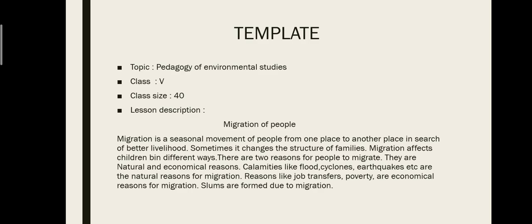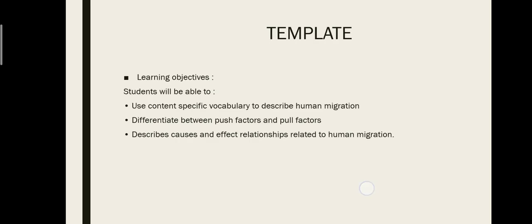Calamities like floods, cyclones, earthquakes, etc. are the natural reasons for migration. Then reasons like job transfers and poverty are economical reasons for migration. Slums are formed due to migration. That is about the description of the lesson.